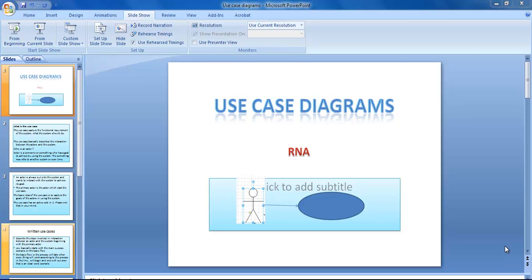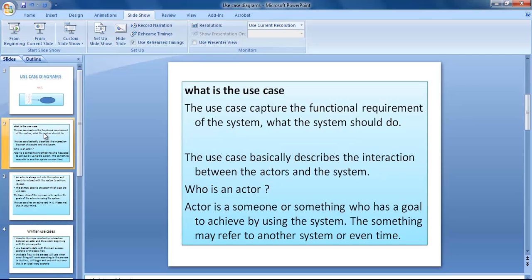In this video, I am going to talk about the use case diagrams. So what are use case diagrams? Let's look at it. Use case diagrams. What is a use case diagram?